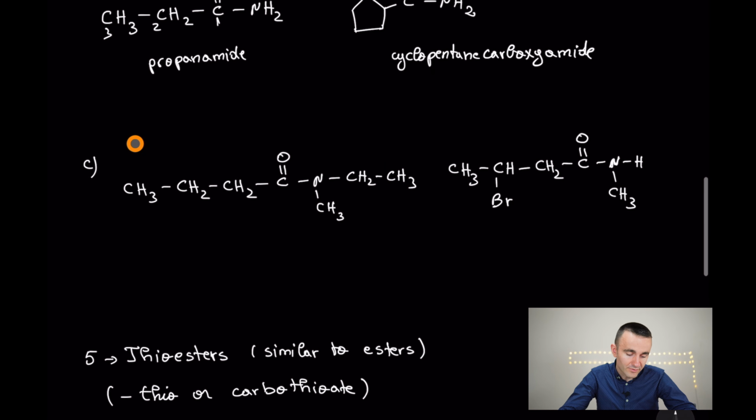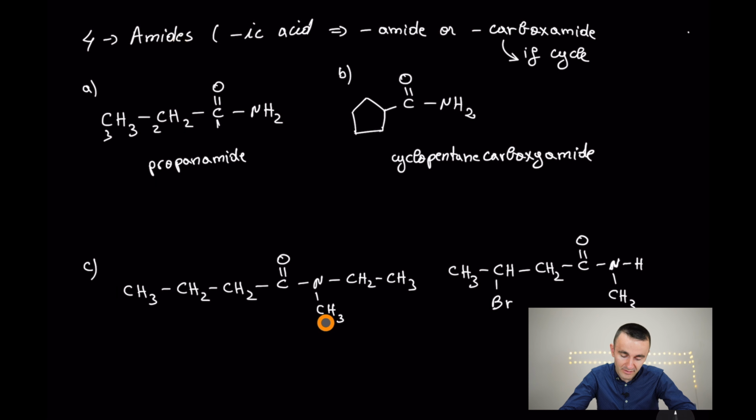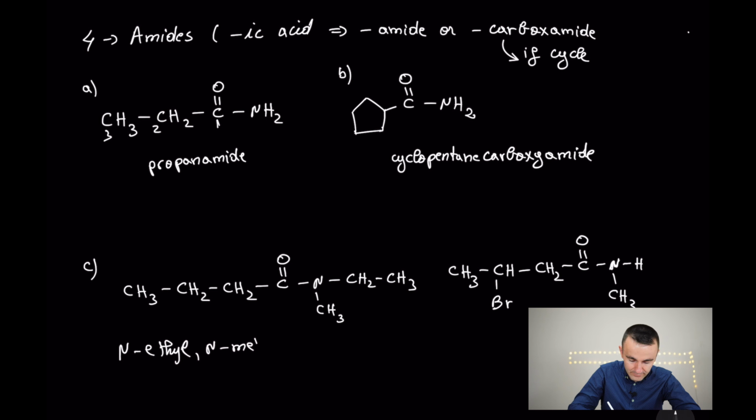Okay, let's move further. For amides there is a specific case: in case you have groups connected to the nitrogen, you have to name them with an N at the beginning. List them alphabetically. So in this case it is going to be N-ethyl, N-methyl, 1, 2, 3, 4, butanamide.